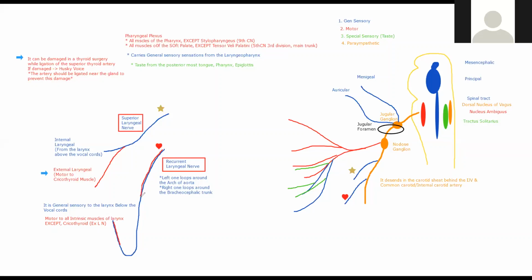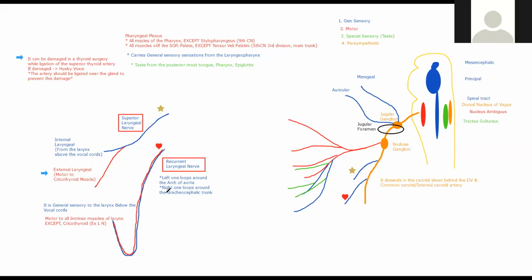Brachiocephalic trunk was the first branch of the arch of aorta, which divided into the right subclavian and the right common carotid artery. Because the left common carotid and the left subclavian artery are direct branches from the arch of aorta. The right-sided one originated from the brachiocephalic trunk.